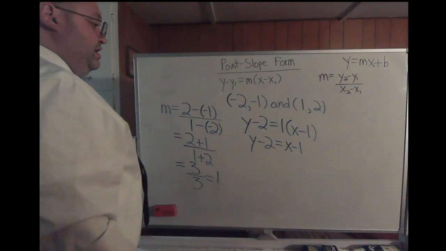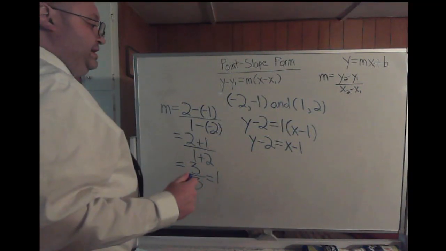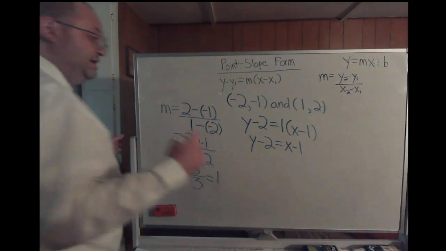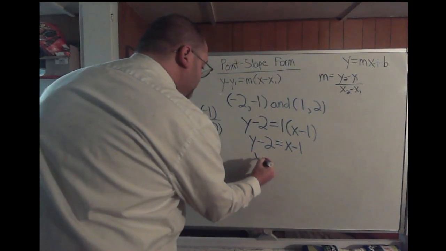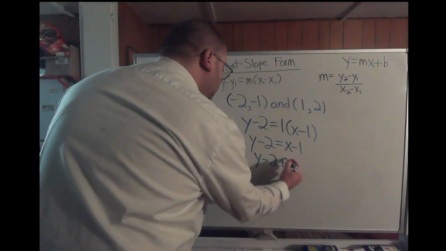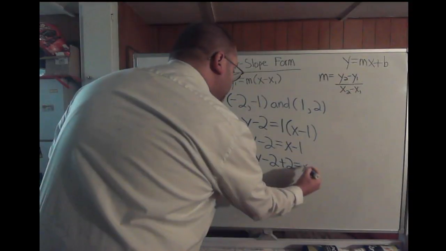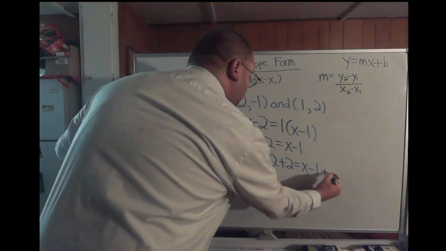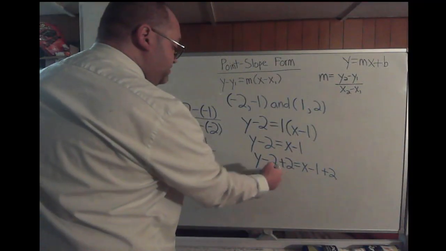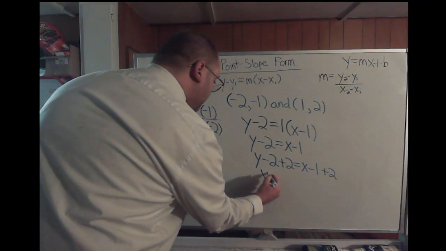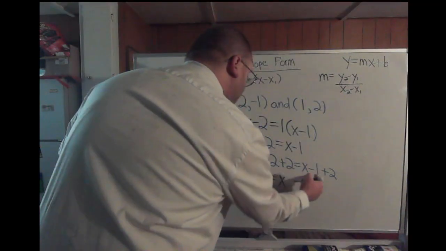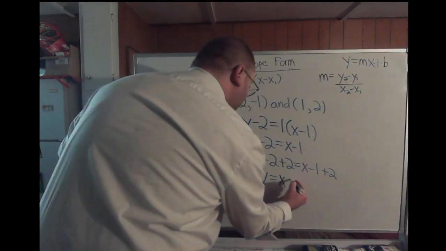Okay. Now we're almost to where we need to be. We just want to get y by itself. Well, we have y minus 2. We need to add plus 2 in order to get rid of the minus 2. So you have y minus 2 plus 2 is equal to x minus 1 plus 2, because you got to do it to the other side. Alright, so y minus 2 plus 2, the 2's go away, you're left with y by itself is equal to x. -1 plus 2 is +1.